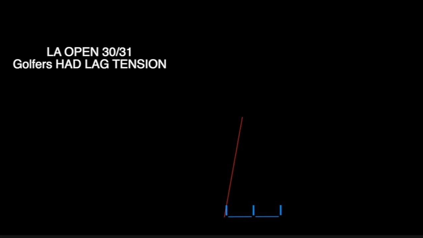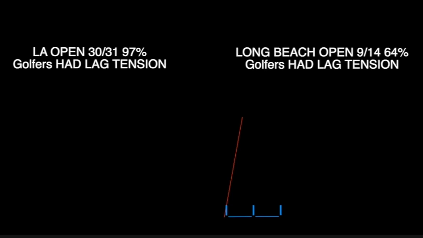So these are the lag tensions that I captured at the Long Beach Open. On the PGA Tour, 31 golfers measured, 30 had lag tension at impact. At the Long Beach Open, of the 14 golfers that I filmed, 9 of them had lag tension and 4 of them didn't. That's a huge difference.